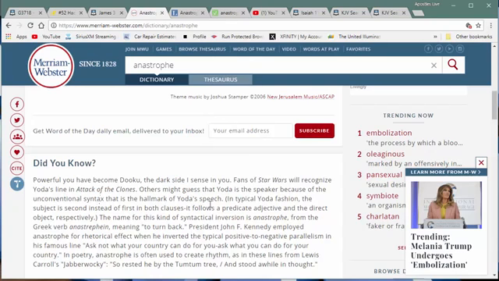That is the hallmark of Yoda's speech. In typical Yoda fashion, the subject is second instead of first. In both clauses, it follows a predicate adjective and the direct object respectively. The name, now listen good, the name for this kind of syntactical inversion is anastrophe, from the Greek verb anastrophen, meaning to turn back. So anastrophe is where the verb is first and then the subject is latter.